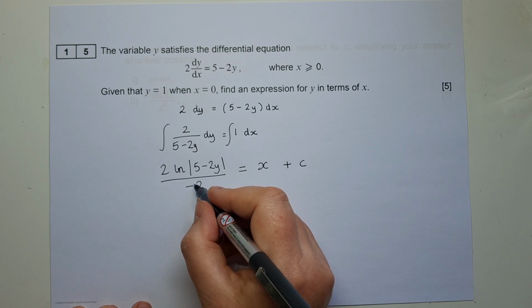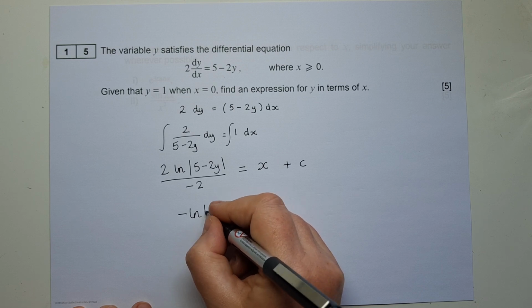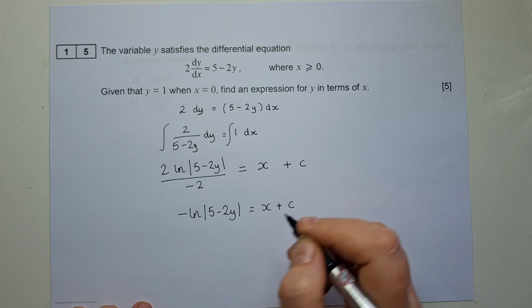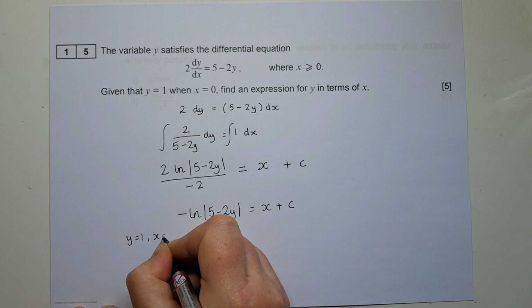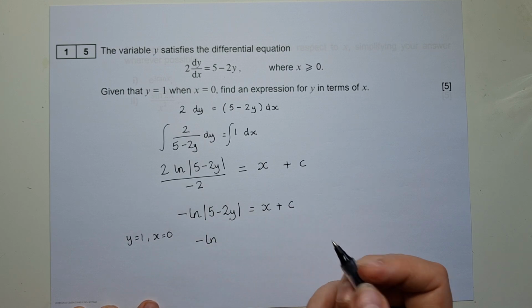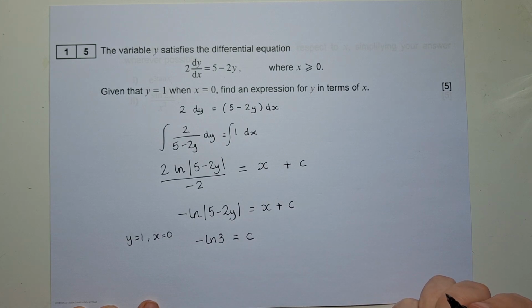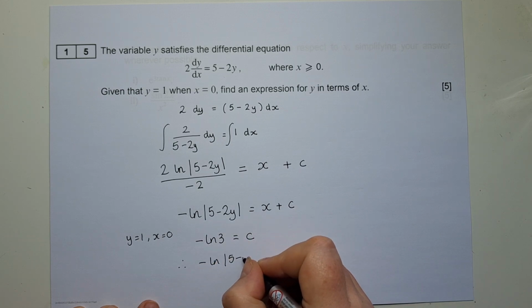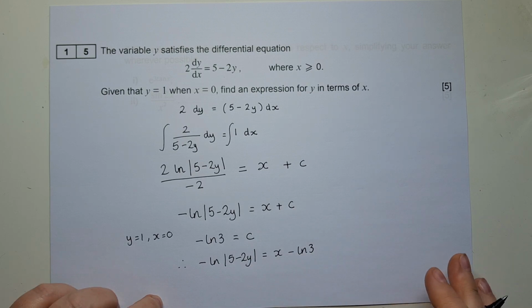Okay, so I can just cancel out the minus 2 with the 2. I'll just pull the minus to the front and cancel the 2's out. But I don't want to do a lot of tidying up before I work out the plus c. So at this point now, I'll sub in y is 1, x is 0. So that gives me minus ln of 5 minus 2 lots of 1. 5 minus 2 is 3. x is 0 and plus c. So c is minus ln 3. So therefore we've got minus ln of 5 minus 2y is equal to x take away ln 3.